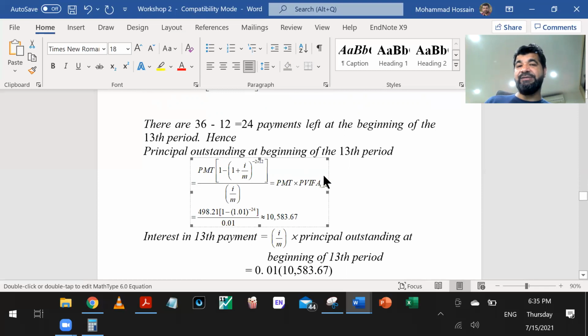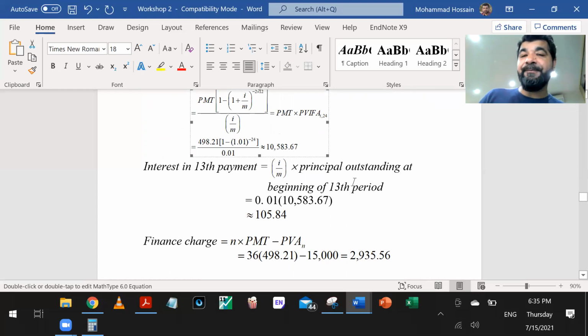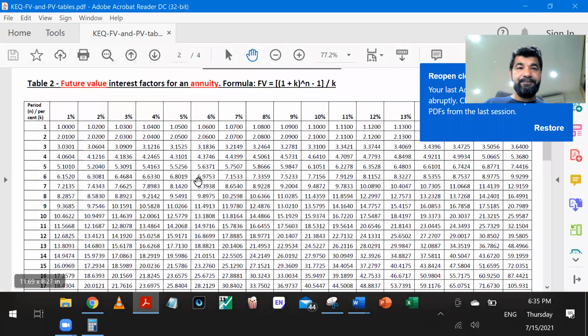Yes, this is the case. If you want to use the table, we have to make some changes here. What changes do you have to make? Look, on this table, the interest rate is on a yearly basis. This is a 12% interest rate. So the monthly interest rate will be 1%. Our table will be this.